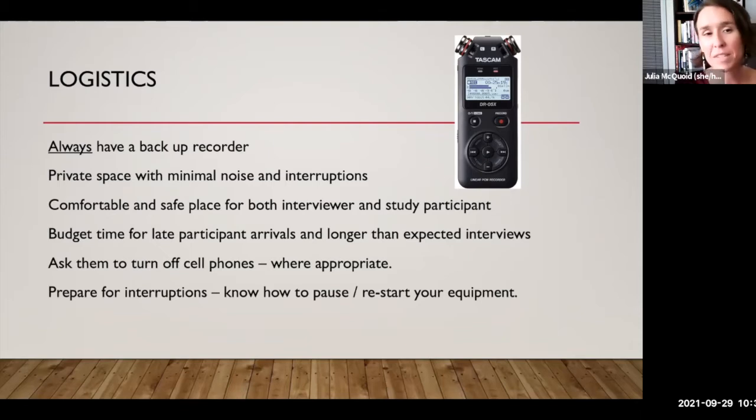Also have a private space with minimal noise and interruptions. The person needs to feel that they have privacy to really talk and be candid. And you also need to be able to hear them well. It's a real bear if the transcriber can barely understand or hear what's going on, and you might even lose data that way.